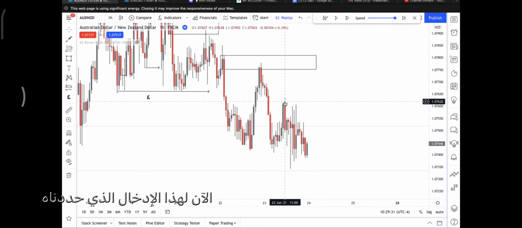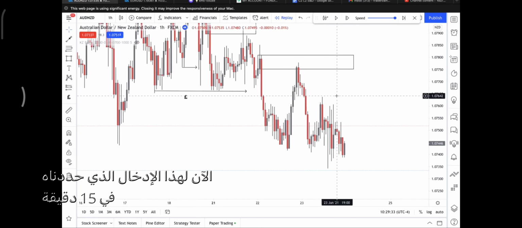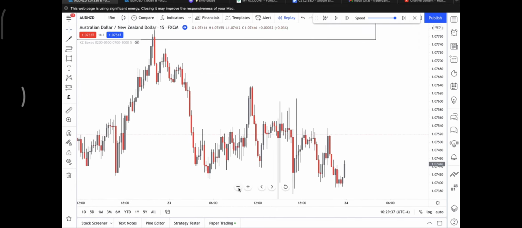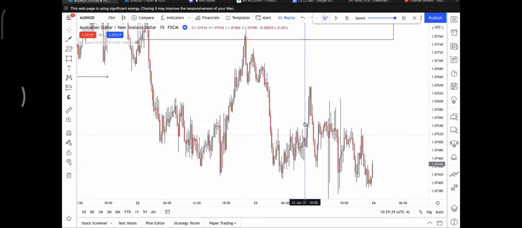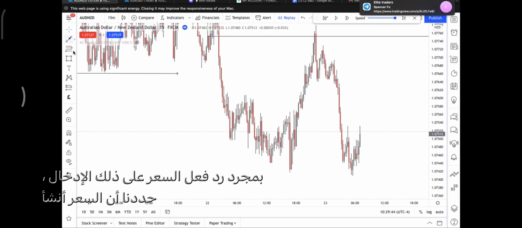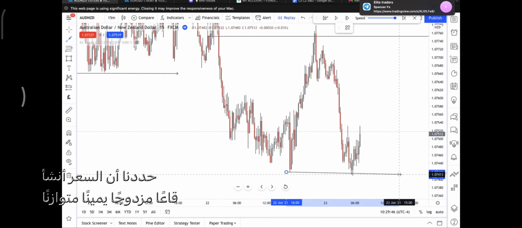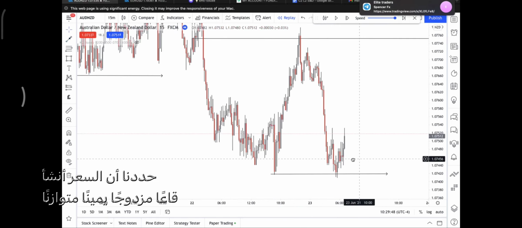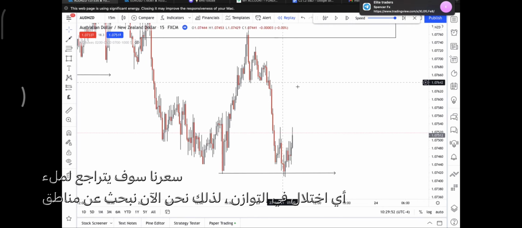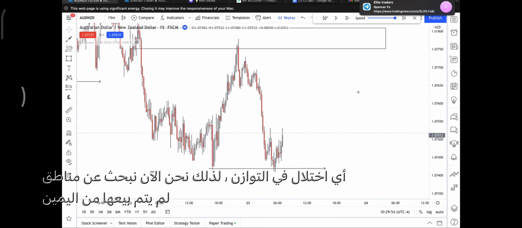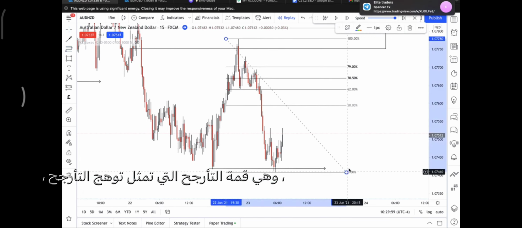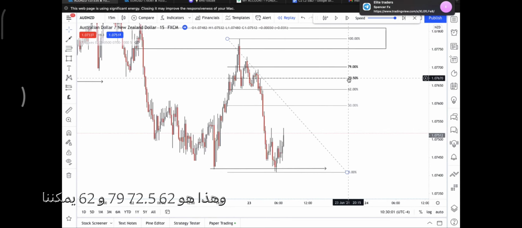Right? Now for this entry that we identified on the 15-minute, once price reacted off that entry, we identified that price created equal lows, right? Double bottom, and it started to pull back, and there was imbalance, right? So we already know that price is going to pull back to fill in any imbalance. So now we look for areas to then sell off from, right? That's the swing high, that is the swing low. This is the 62, 70.5, 79%.